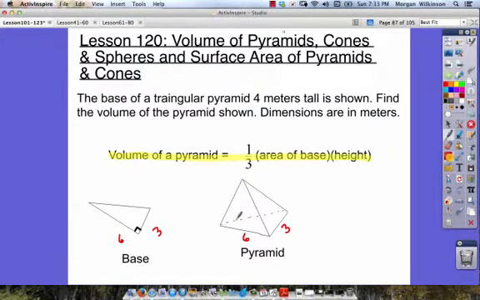Lesson 120 is about volume of pyramids, cones, and spheres, and surface area of pyramids and cones. Now in this lesson, there are many different formulas. Be sure that you get all those formulas written down into your notes today.